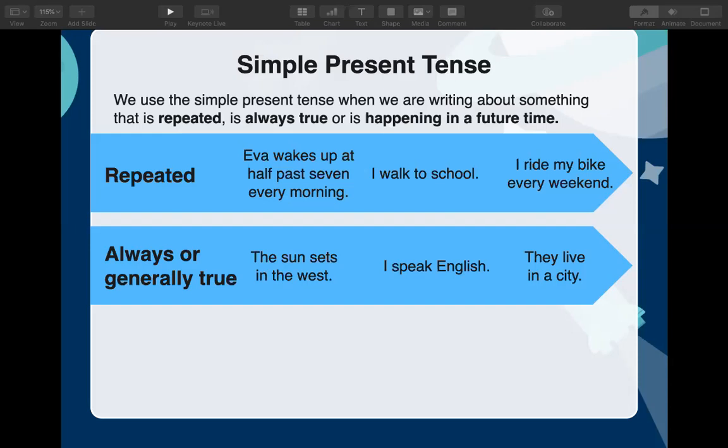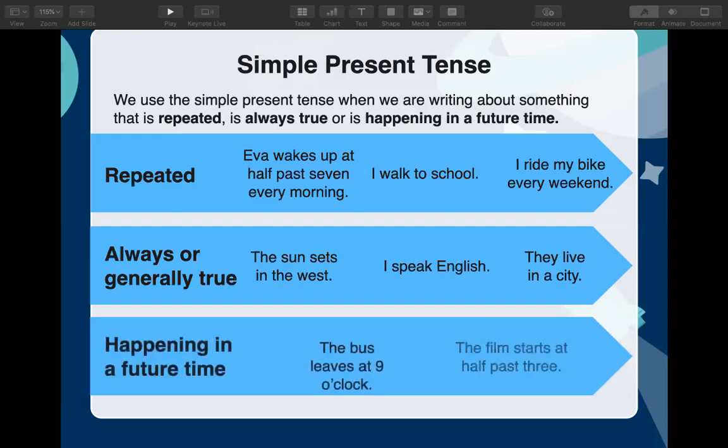And finally, let's look at some examples for happening in a future time. Remember, we also use the present for future, right? So happening in the future, some examples. The bus leaves at 9 o'clock. So this is an example of a timetable, all right? Or the film starts at 3, yes? So here would be a timetable or scheduled event. Yes. Well, actually, this one would be a scheduled event, and this is a timetable.